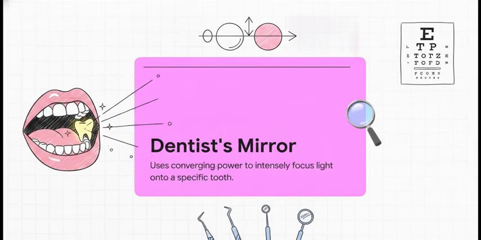These mirrors are also absolute lifesavers in medicine. Dentists and opticians use them constantly. By taking advantage of that same converging trick, a dentist can use a tiny concave mirror to fiercely focus a beam of light onto one specific tooth. It gives them this incredibly bright, illuminated spotlight exactly where they need to look.